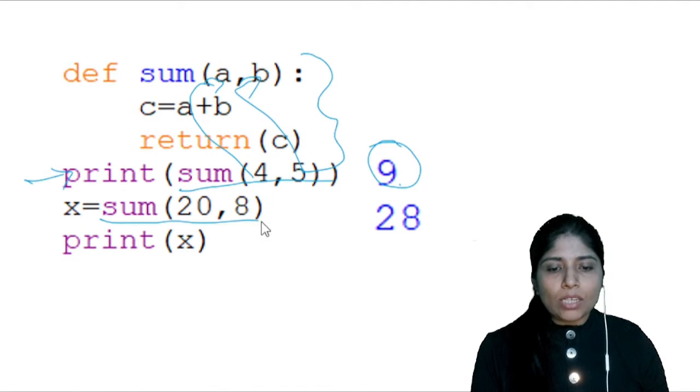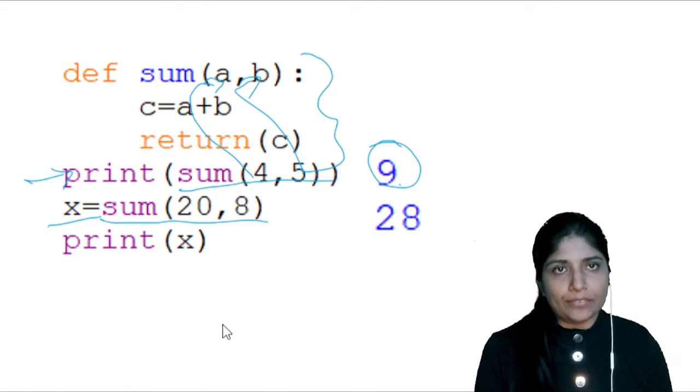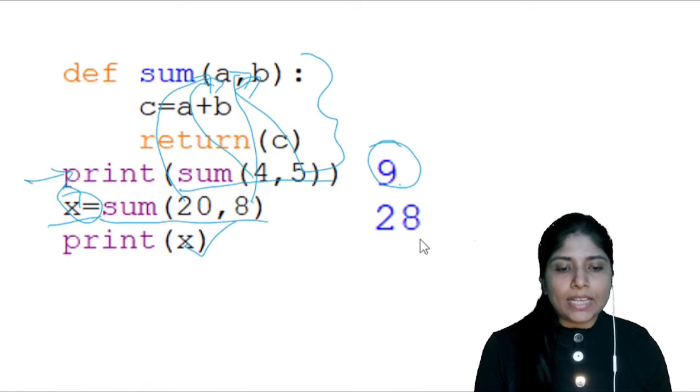And when I call the same function with a different set of values, this time I am assigning the result to another variable. Now 20 will be assigned to a and 8 will be assigned to b, and 20 plus 8, that is 28, is returned to x. Now when I print the value of x, I will get 28 in output.